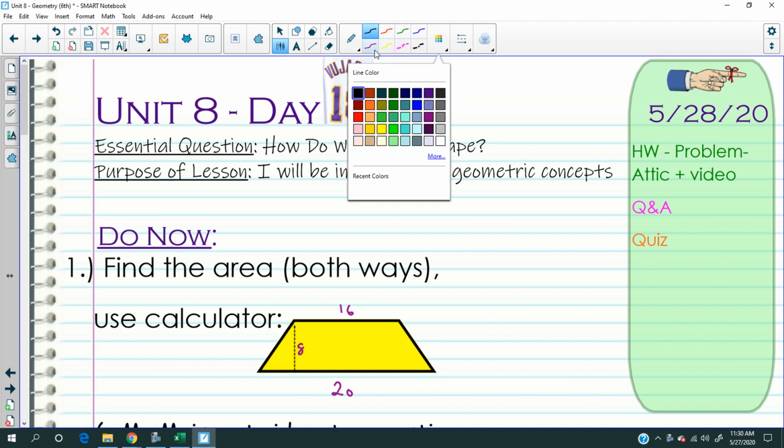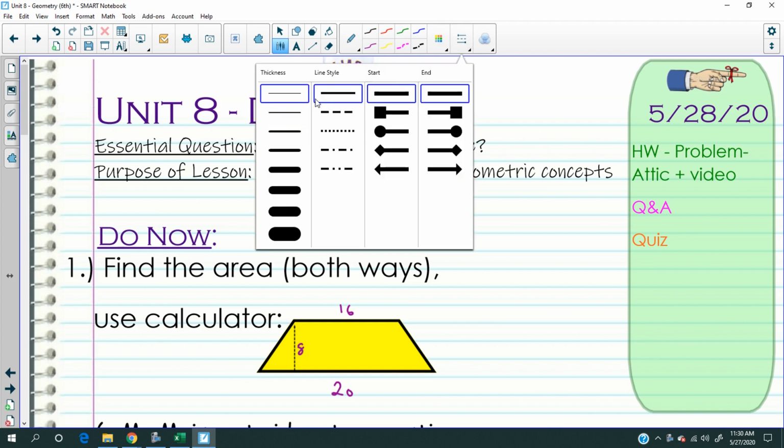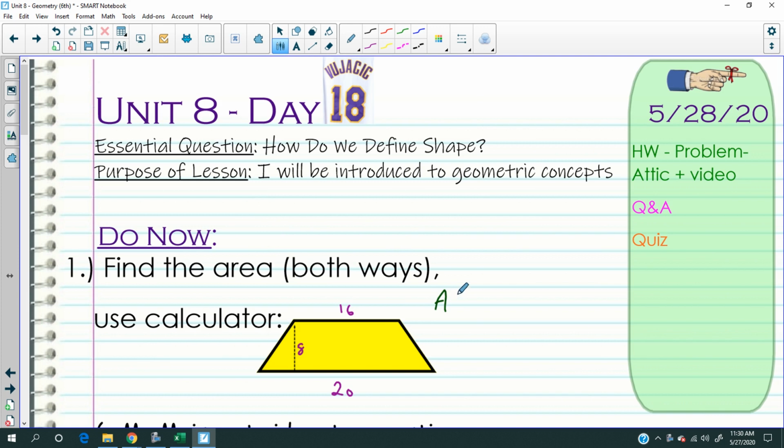Okay, now with the do now, I'm giving you a question right off of the fresh new lesson that we got yesterday. I just want to see if you remember it, but I figure many of you will use your notebook to look at the formula anyway. So see if you could remember the formula for the area of a trapezoid without looking at the notebook. What would it be? Yep, base 1 plus base 2 times the height divided by 2, right?